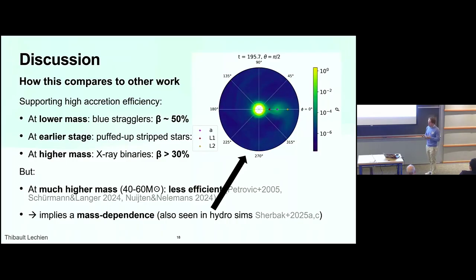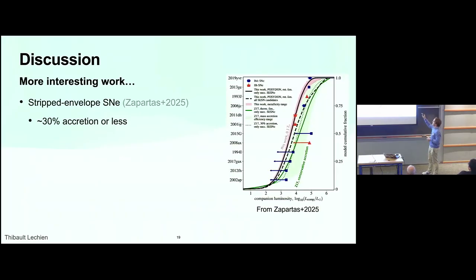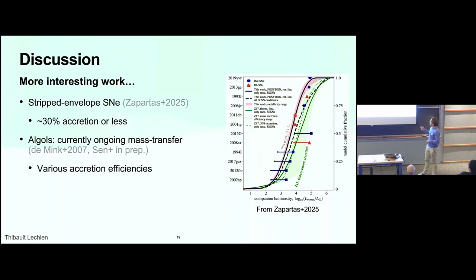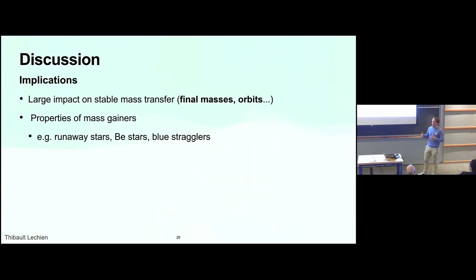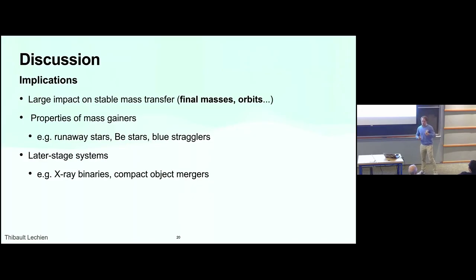And this is actually also seen in hydro simulations by Pieter Scherbak, for example, where if you bump up this mass transfer rate, this companion star cannot keep any of the mass. And so there's some more interesting work recently by Manos Zapartas with stripped envelope supernovae that also seems to imply not very efficient accretion. And then there's some work with Algols, Rekoshik, for example, but it's difficult to give strong statements about that. And so there are very strong implications for these results, specifically on the stable mass transfer channel, where it affects the final masses and orbits.